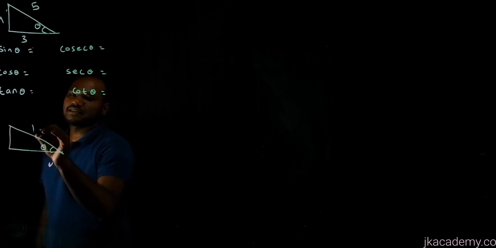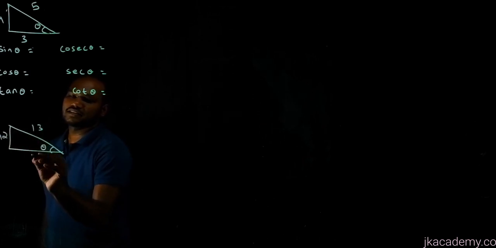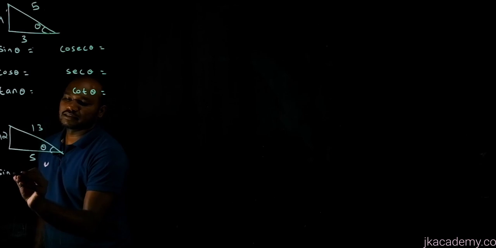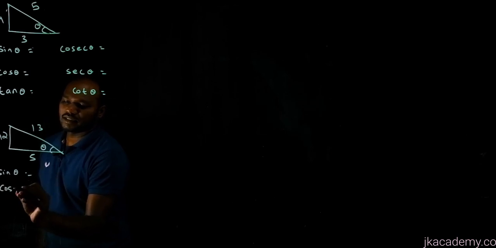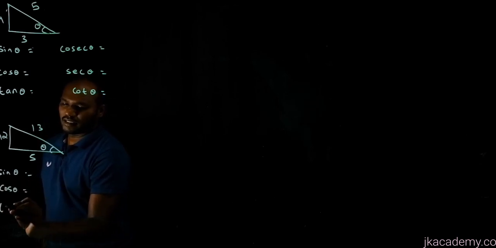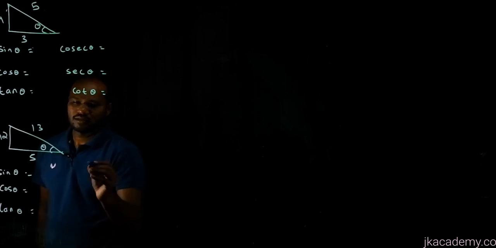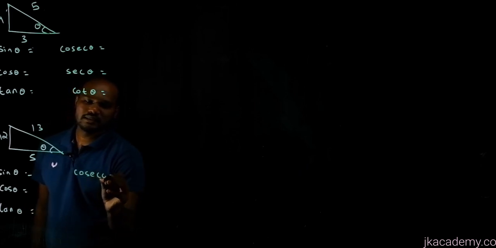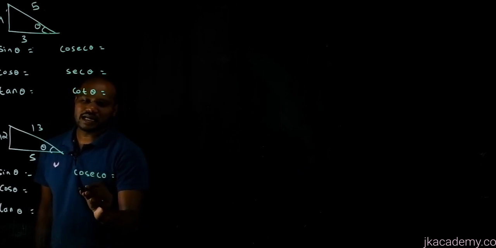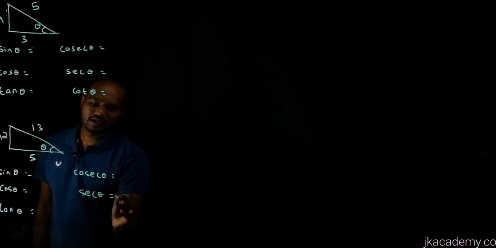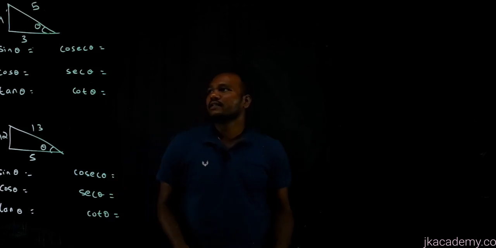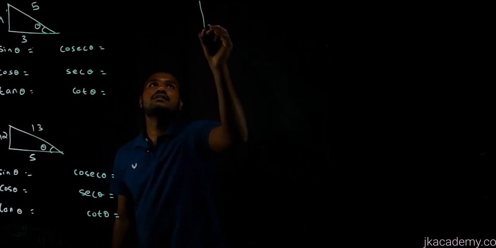This is theta, this is 13, this is 12, this is 5. Find again sin theta, cos theta, tan theta, and also cosecant theta, secant theta and cot theta. Pause the video and start doing it. We'll take another example.